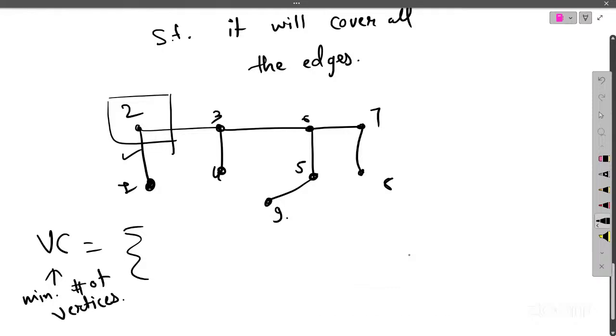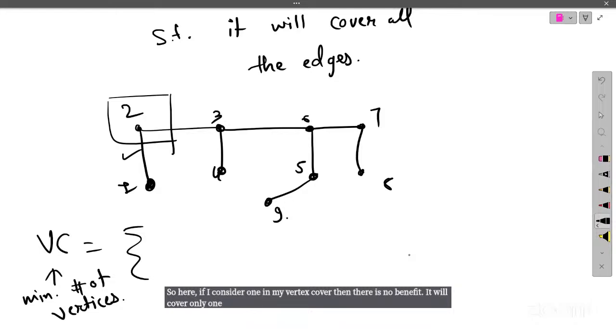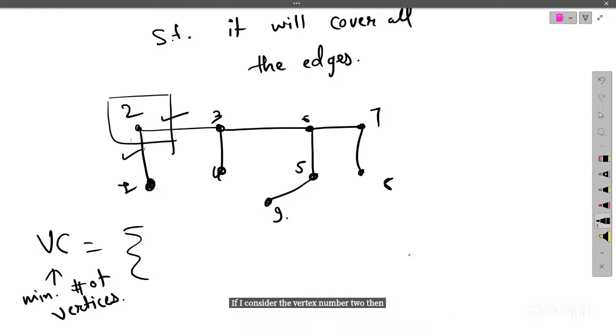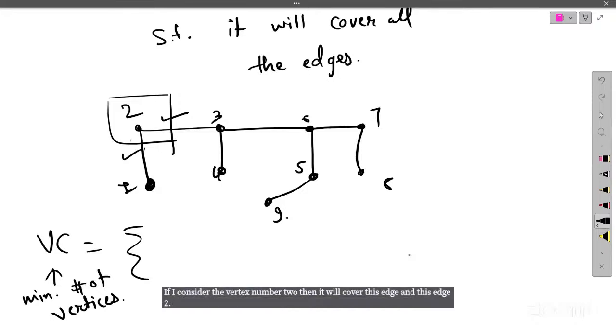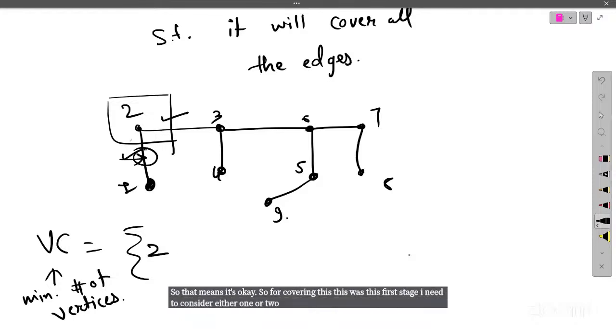Okay, so here if I consider 1 in my vertex cover, then there is no benefit. It will cover only one edge. But instead of 1, if I consider the vertex number 2, then it will cover this edge and this edge too. So that means it's okay. So for covering this first edge, I need to consider either 1 or 2. So I'm considering 2 because 2 is covering 2 edges. 1 is covering only one edge. That's why I'm starting with 2.